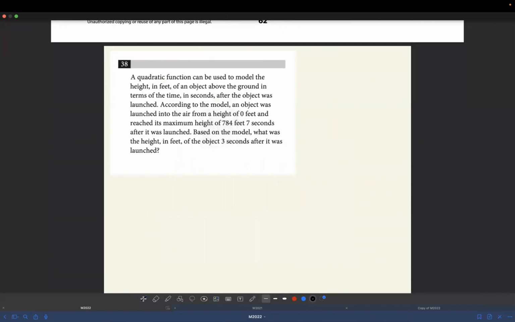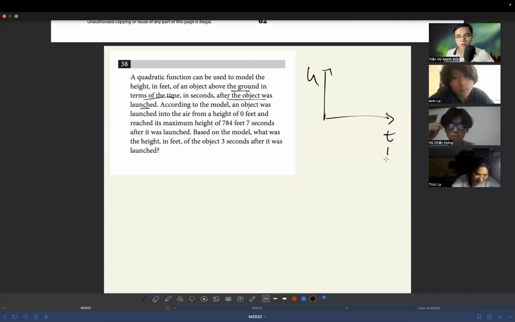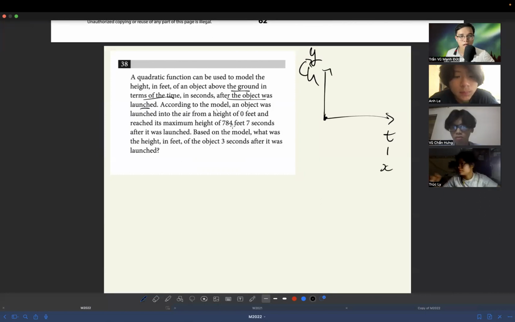All right. A quadratic function can be used to model the height in feet of an object above ground in terms of time in seconds after the object is launched. So basically, they have this equation, t and h. t is the equivalent of x, and h is the equivalent of y. According to the model, an object was launched into the air from a height of 0 feet, and reached its maximum height of 784 feet 7 seconds later.